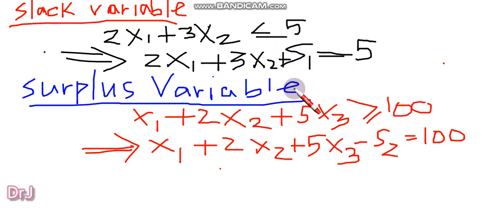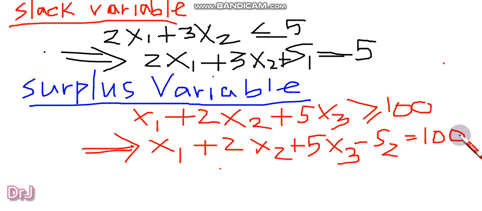In the same way, the surplus variable. Look at this: x1 plus 2x2 plus 5x3 is greater than or equal to 100. Now this side is somewhat more than this. Am I correct? So by subtracting some small amount from this side, we can make this inequation into an equation. Okay, that variable I am taking as S2. So by subtracting S2 from the left hand side, that is x1 plus 2x2 plus 5x3, I can get an equation here.